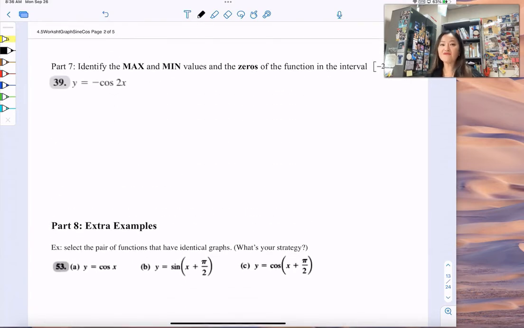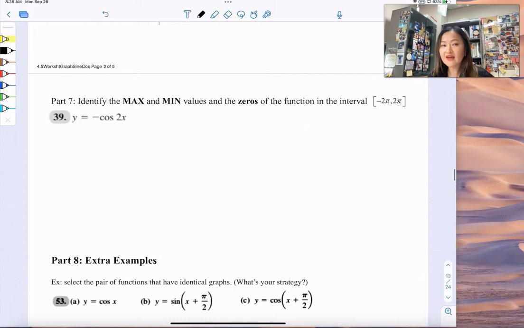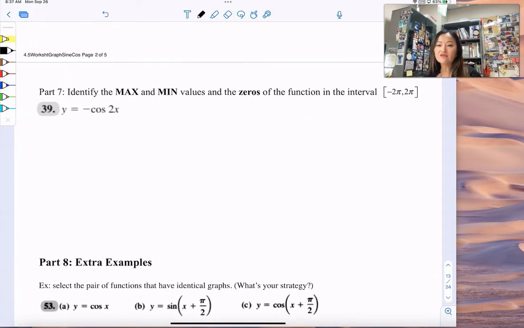Identify the max and min values and zeros of the function in negative 2 pi to 2 pi. I know you also had homework problems like this. I really like these questions, and I think for a few of the classes, I've talked about it in class with you, but I thought I would go over this and just give you a brief overview of part 7 and part 8. Part 9 is applications, and I will go over those explicitly in the next video. So we have y equals negative cosine 2x.